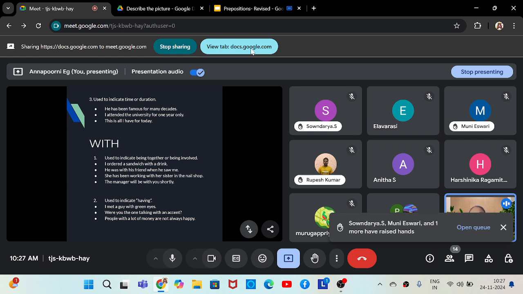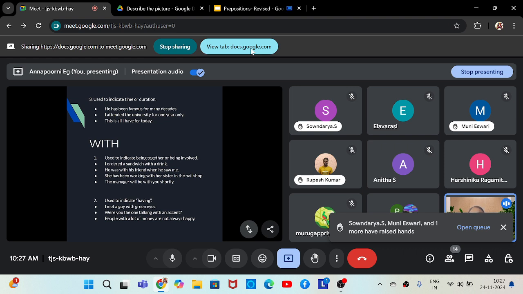Okay, so for 1 year. 1 year is again a period. So you are using for 1 year only. Then, this is all I have for today. Means இன்னைக்கு என்கிட்ட இவ்வளவுதான் இருக்கு. So again you are using for. Alright, so these are the 3 uses of for. But these 3 uses are very important as well.